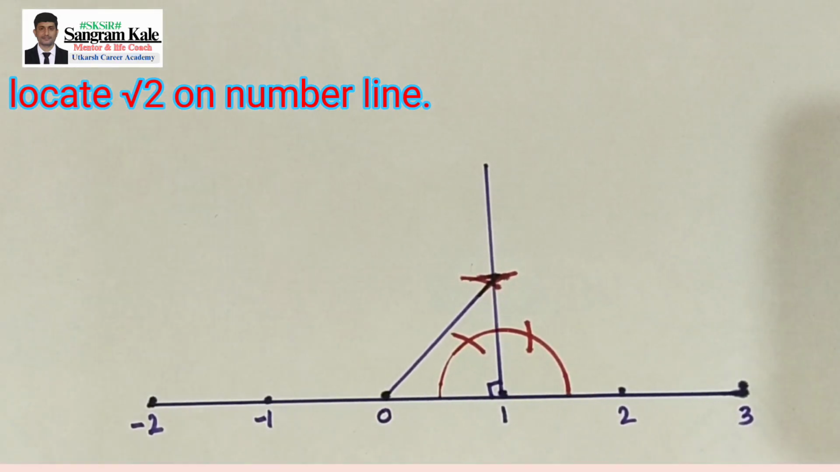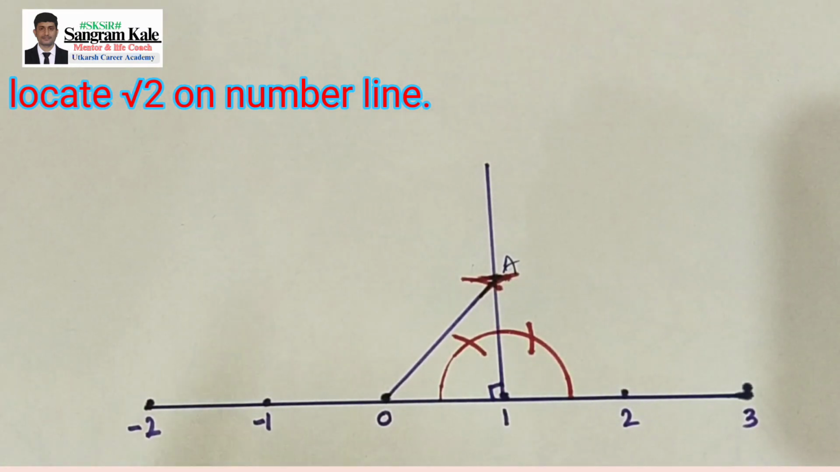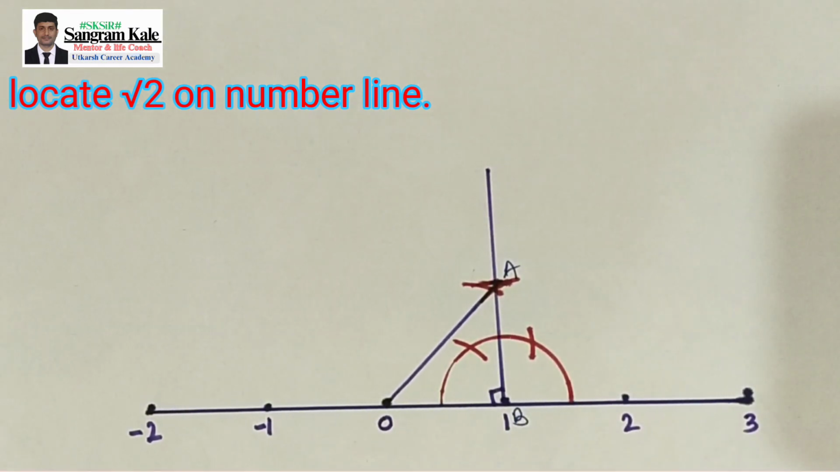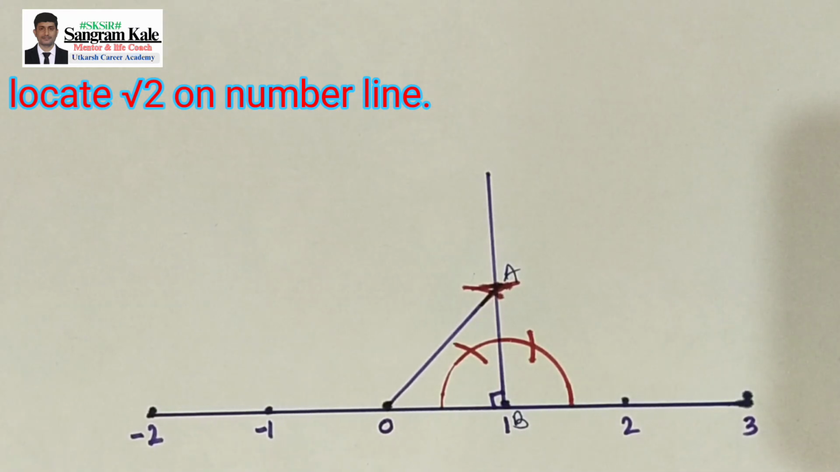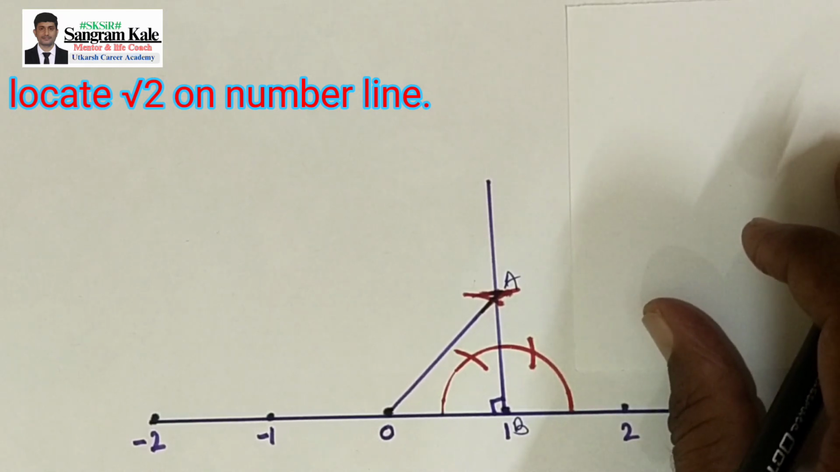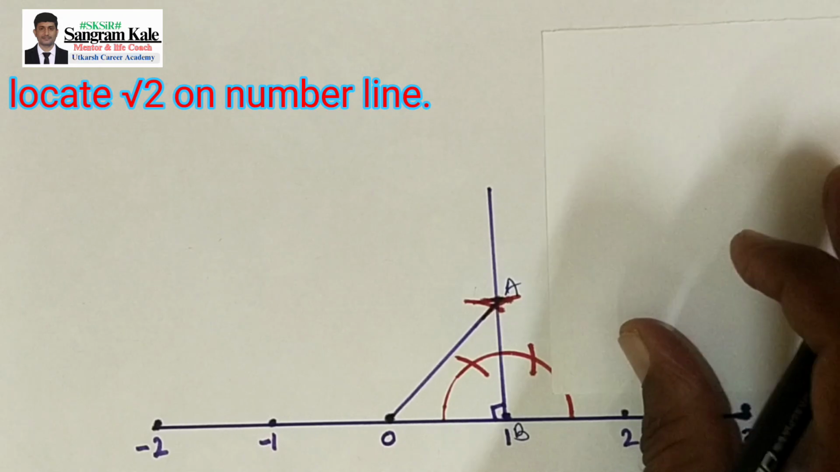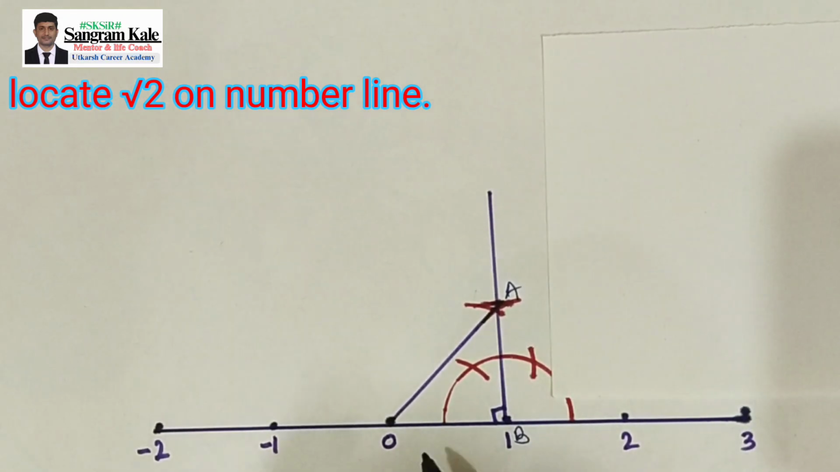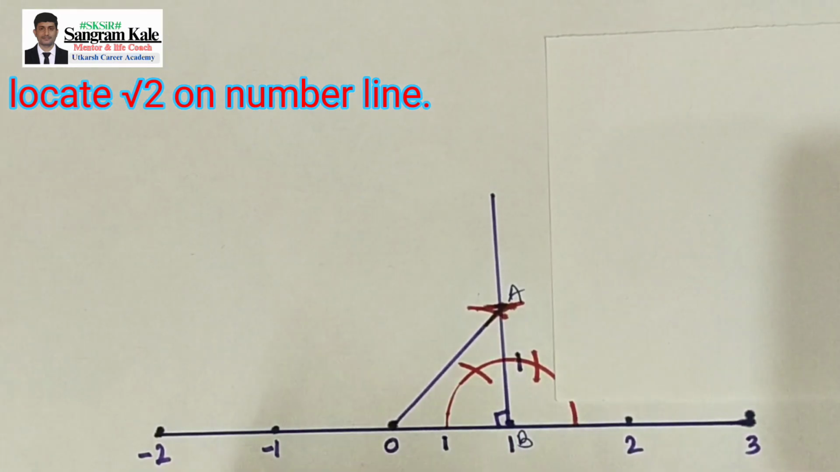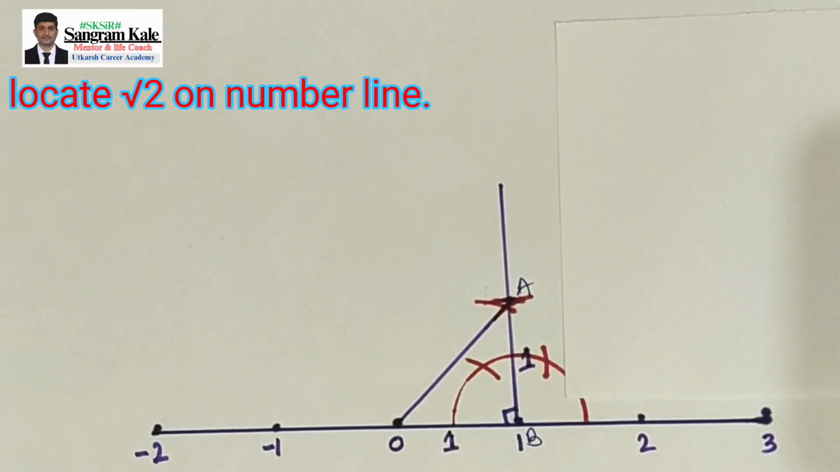How to label this one? See, this is point A. The next point where it is a 90 degree angle, you give B, and 0 is considered as O. So OBA is a right angle triangle. Now OB and BA distances are equal, so that is considered as 1 unit. So OB is equal to 1 and AB is also equal to 1 unit.